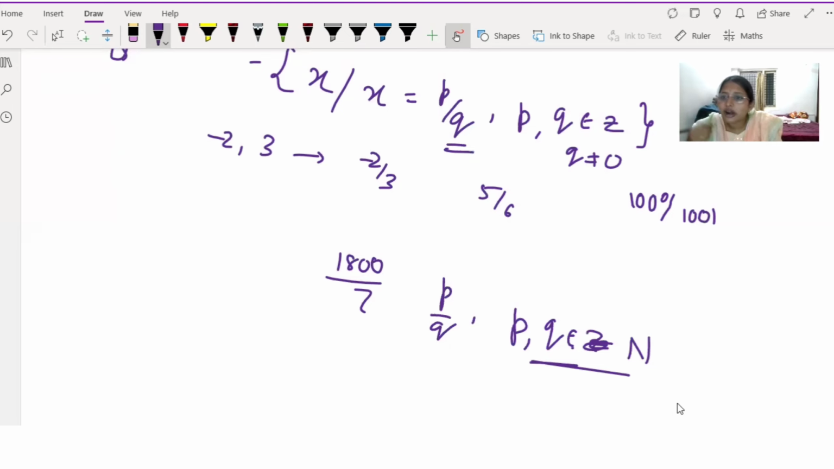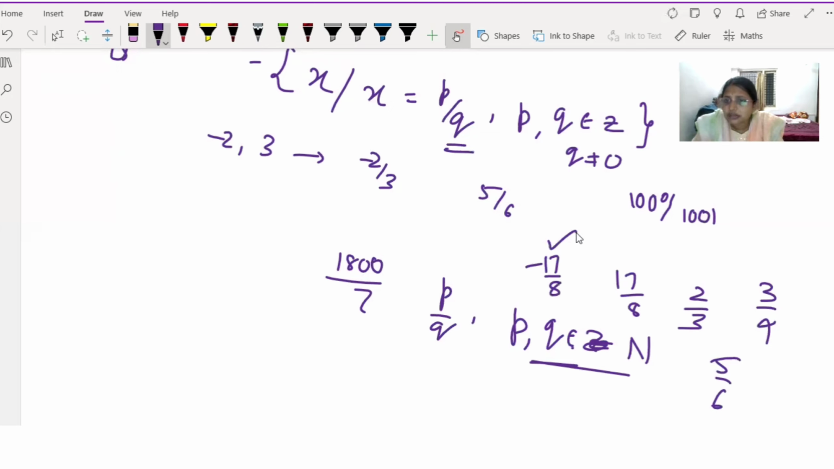Every rational number need not be a fraction because fraction means part of a whole number. So numerator and denominator must be whole numbers, where p, q must be natural numbers. 2 by 3 is a fraction. 3 by 4 is a fraction. 5 by 6 is a fraction. 17 by 8 is a fraction. But if I say minus 17 by 8, it is only a rational number but not a fraction. And I can call all these rational numbers.